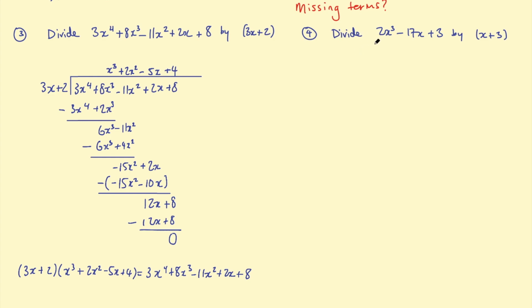So this problem says divide 2x cubed, subtract 17x plus 3 by x plus 3. You notice we don't have an x squared term here. And in order to use polynomial long division, we actually need to fill in that place value with a placeholder. So whenever you have missing terms like this, you need to set up your division like so. When you're writing your dividend, 2x cubed, then you get to the x squared term, fill that in with a 0x squared. And then we have negative 17x plus 3, and this is divided by x plus 3.